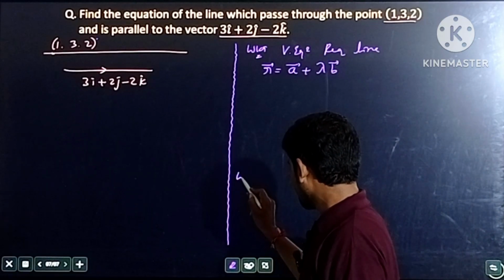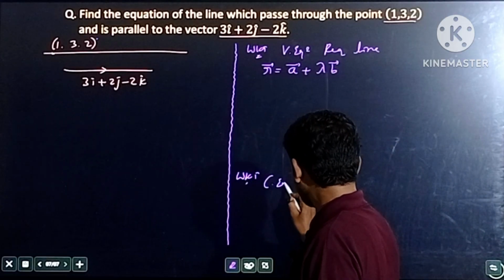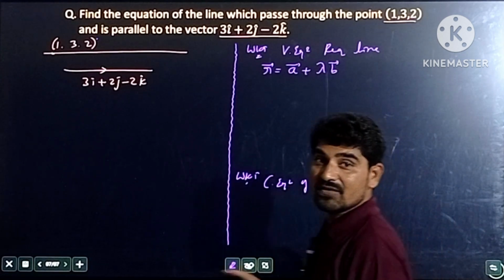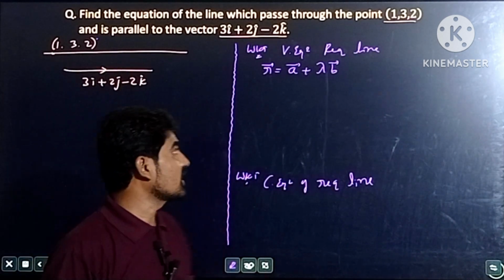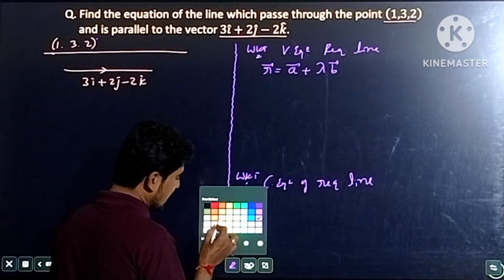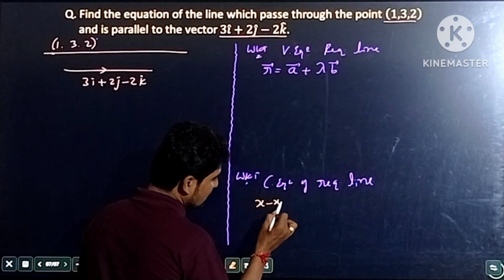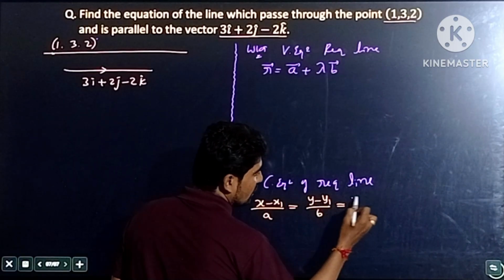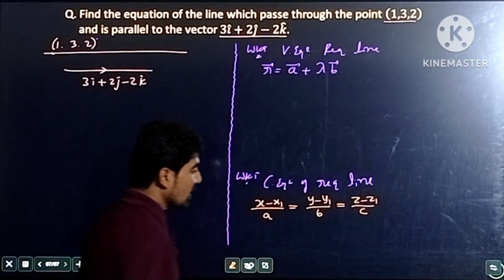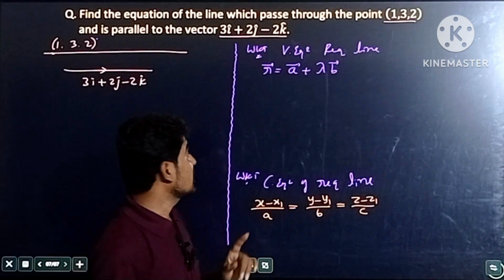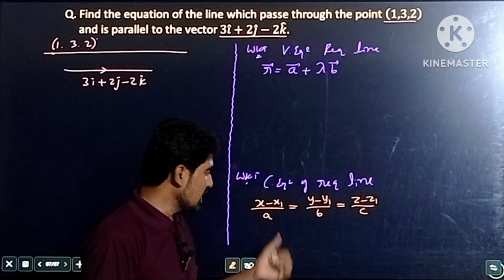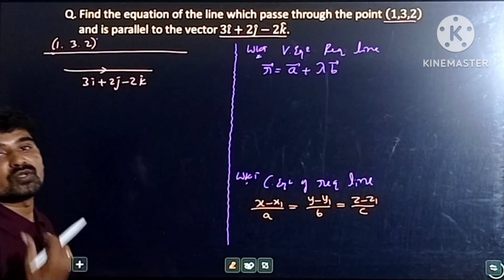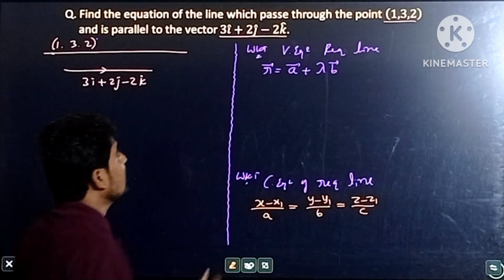And also we know that the Cartesian equation of the required line which passes through the point and is parallel to a vector is (x minus x1) divided by a, equal to (y minus y1) divided by b, equal to (z minus z1) by c, where x1, y1, z1 are the coordinates of the point through which the required line is passing, and a, b, c are the direction ratios of the line or direction ratios of the parallel vector.